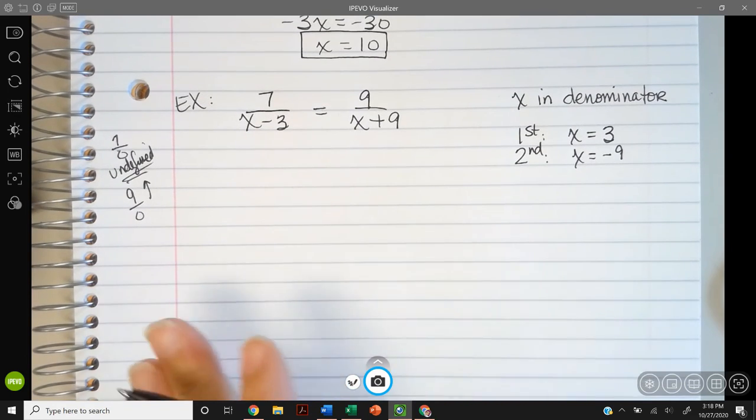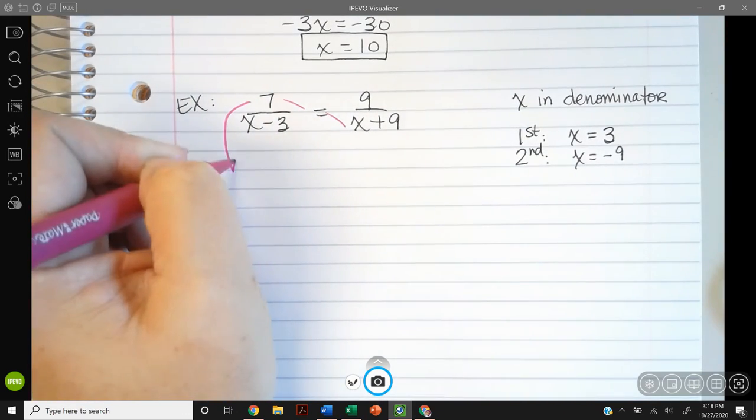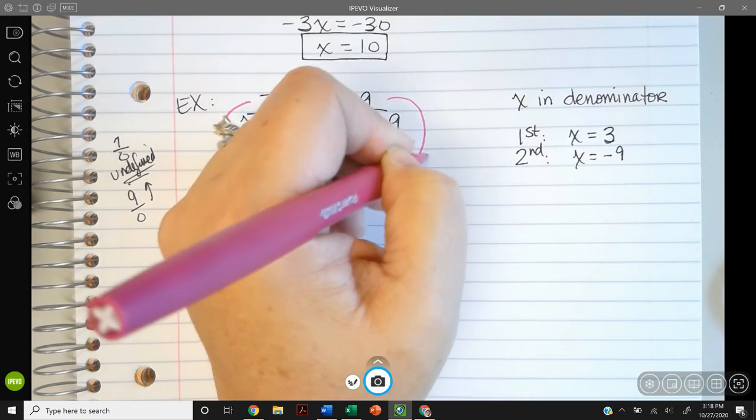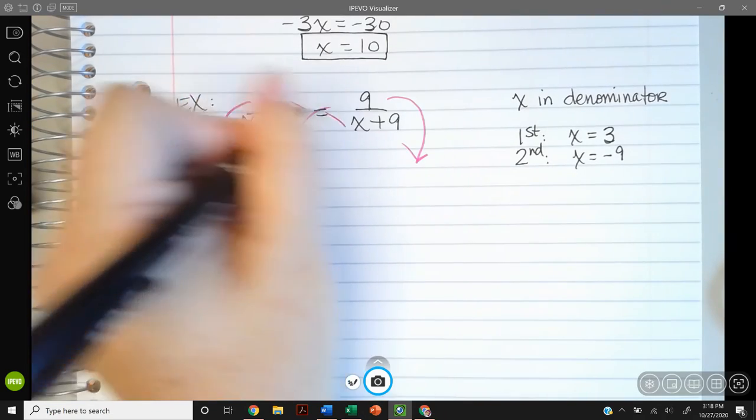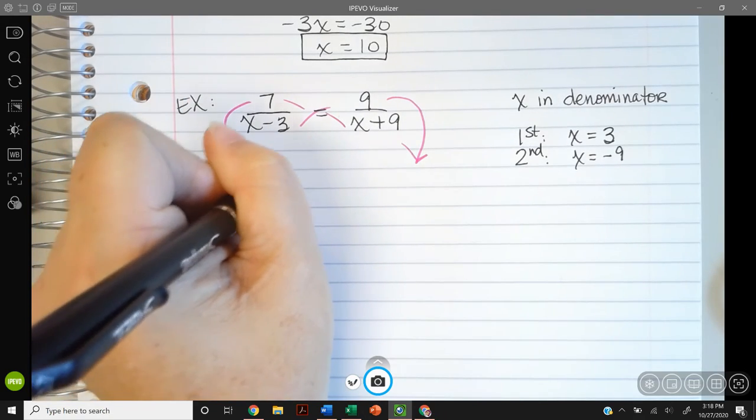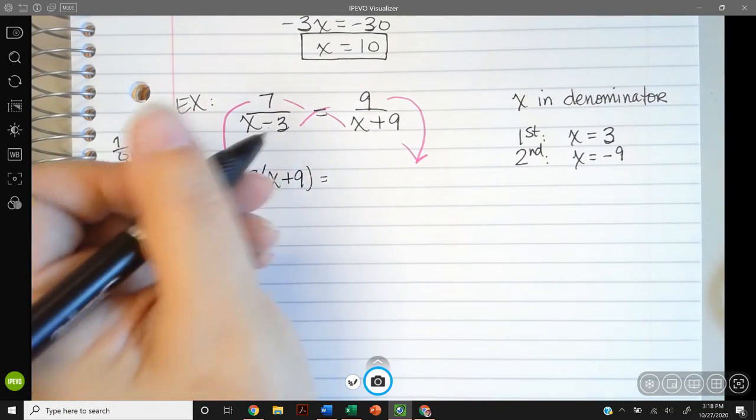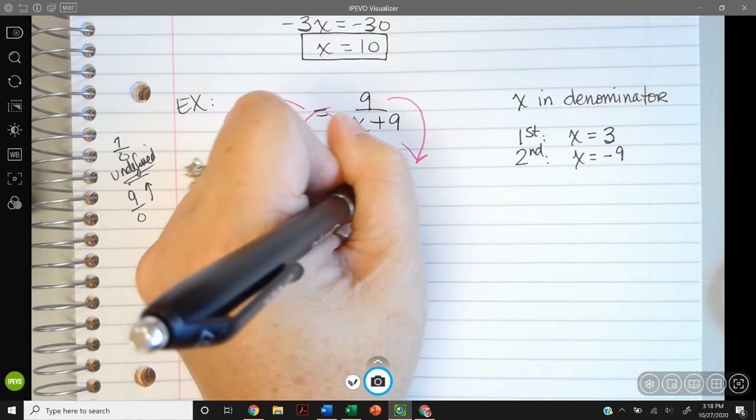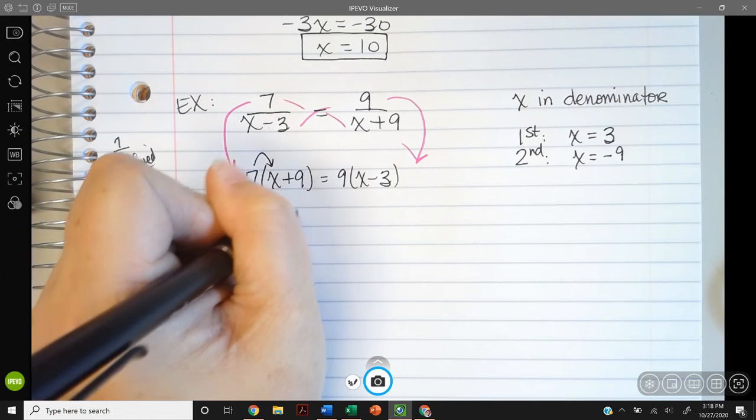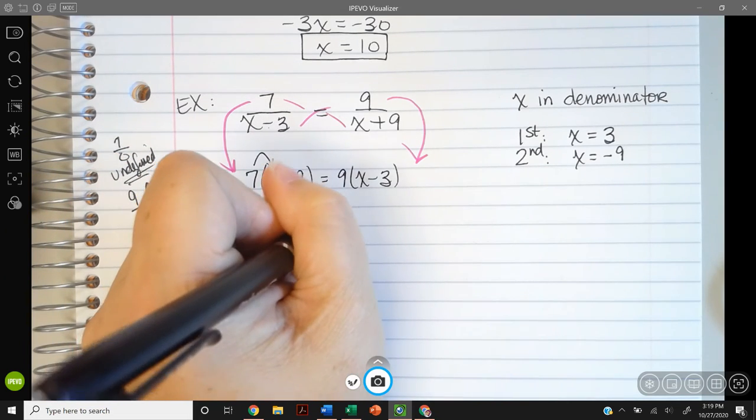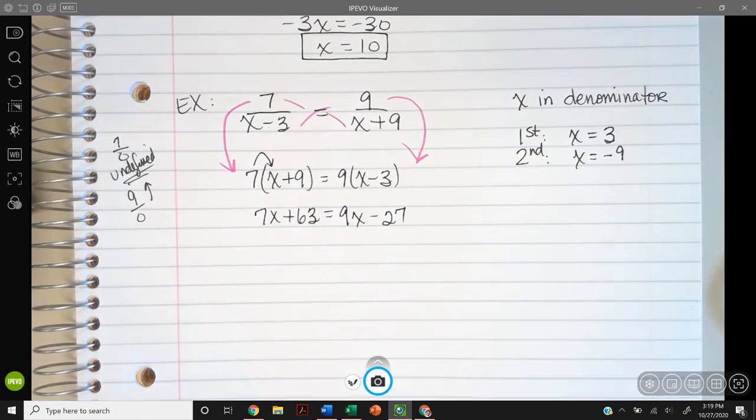So let's solve this. I'm going to do the same thing. I am going to cross multiply. So I now have 7 times x plus 9, and I'm going to write the 7 with the x plus 9 in parentheses. Then I need to multiply 9 times x minus 3. So 7 times x plus 7 times 9 is 63. 9 times x is 9x. 9 times 3 is 27.